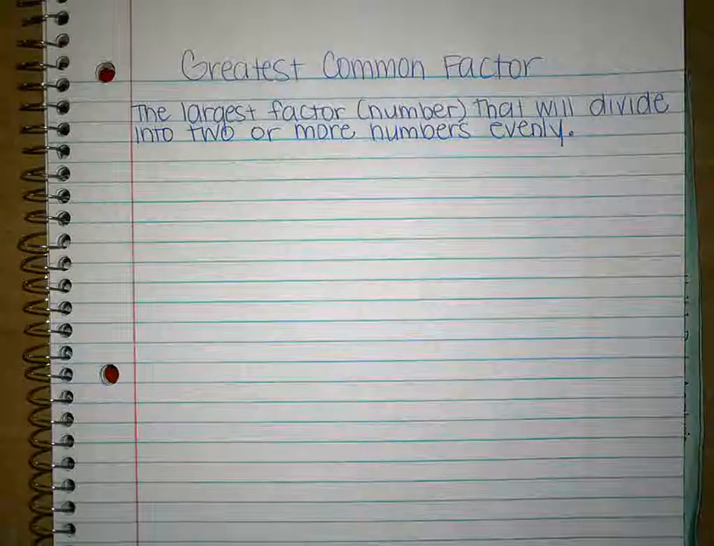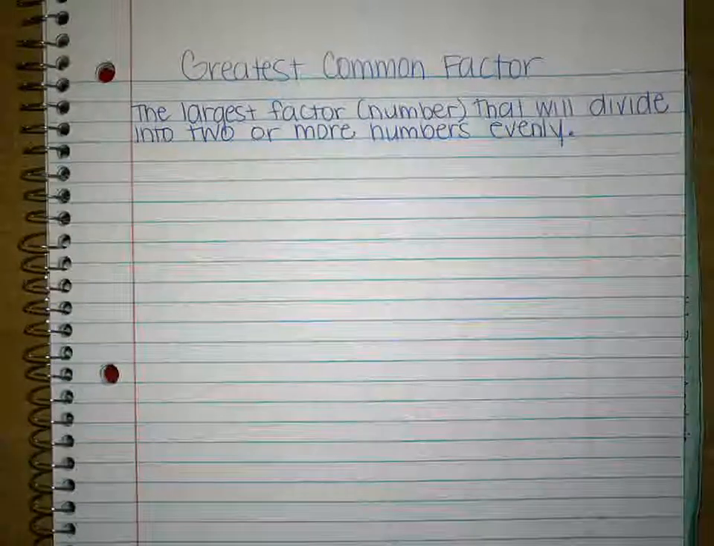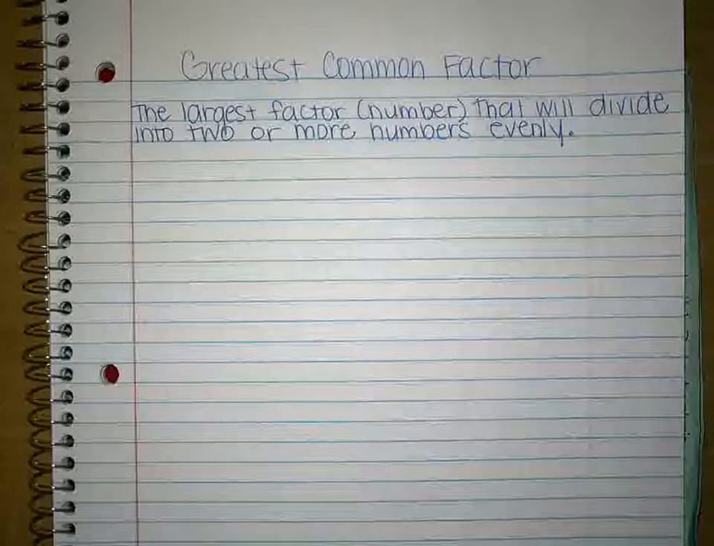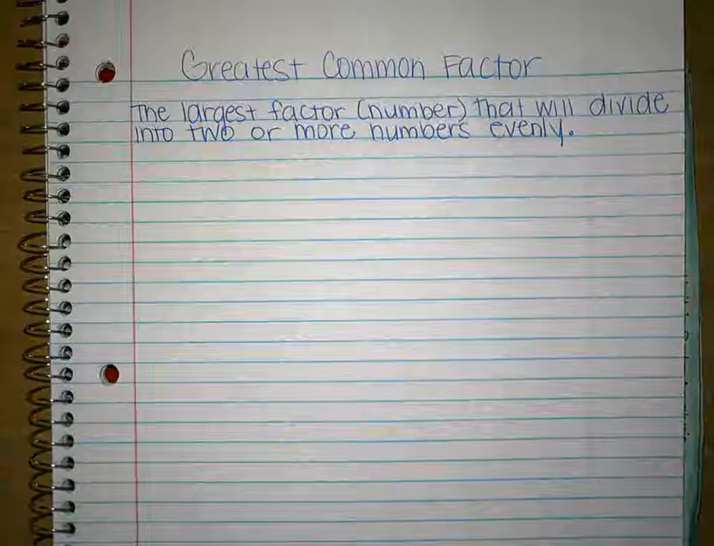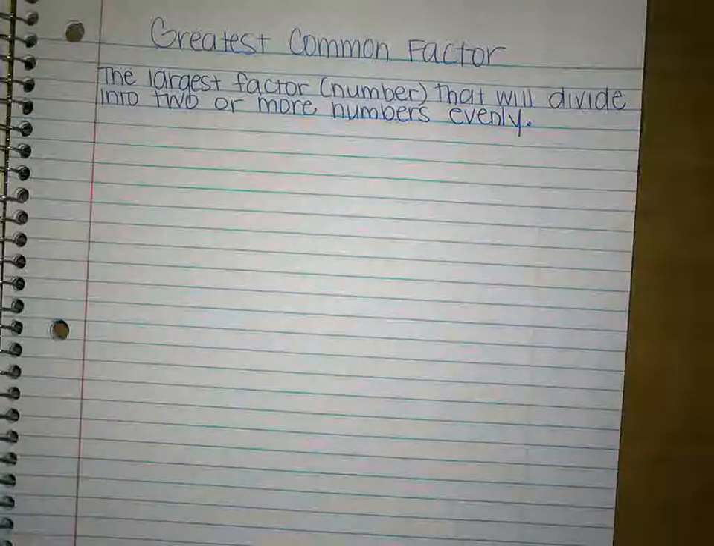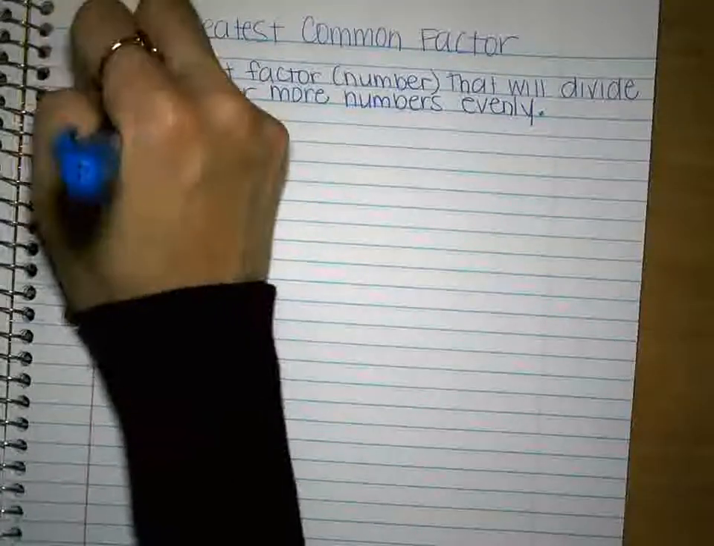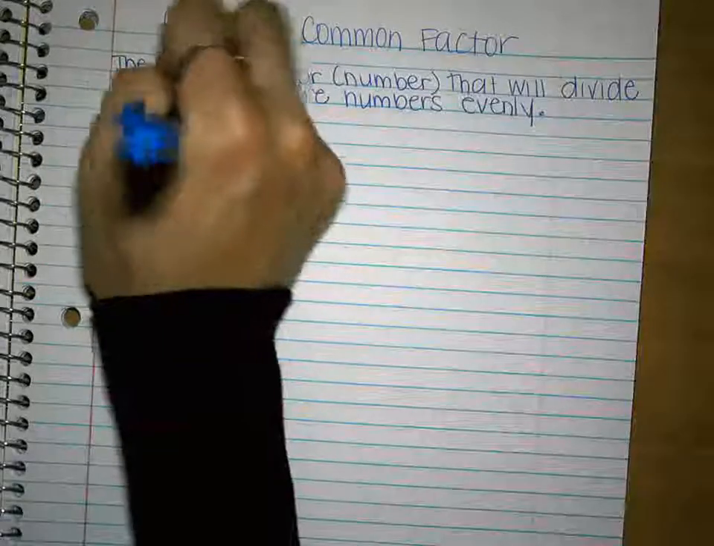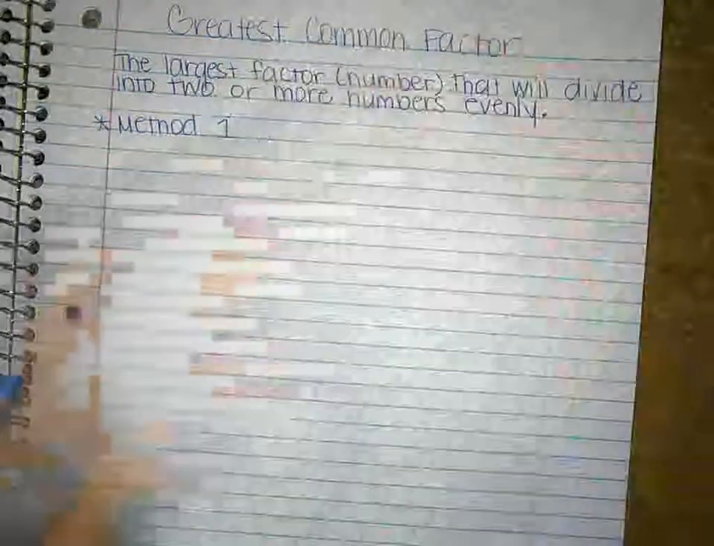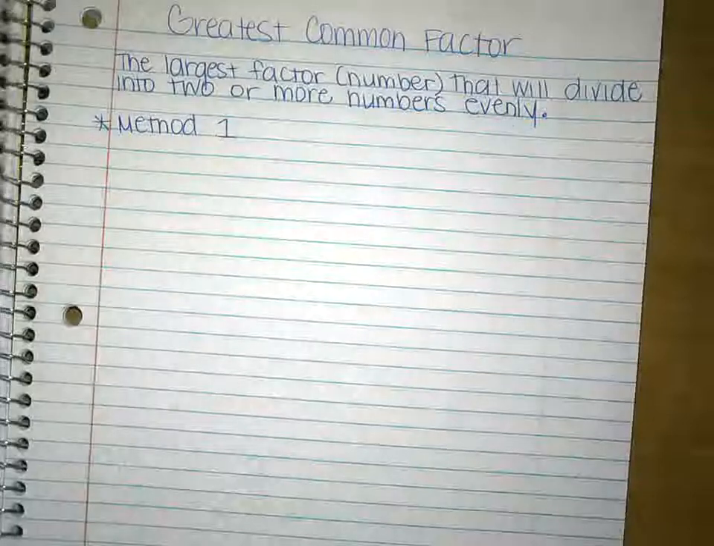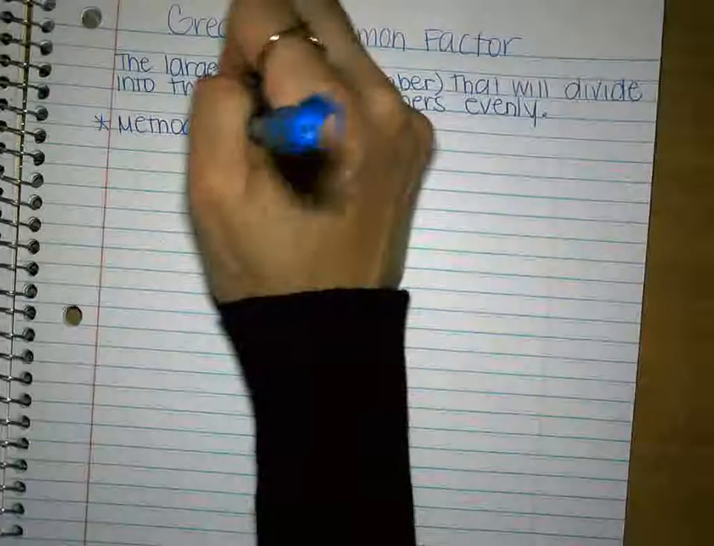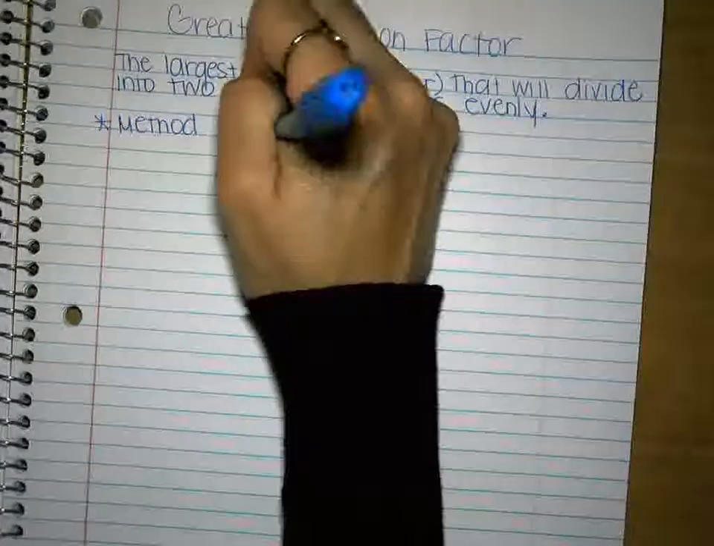Okay, so once again, there are three methods. We are only going to use two of them today, and I will teach you the third one later. So method number one is exactly like method number one from least common multiple. Method number one is make a list. Write out the factors.